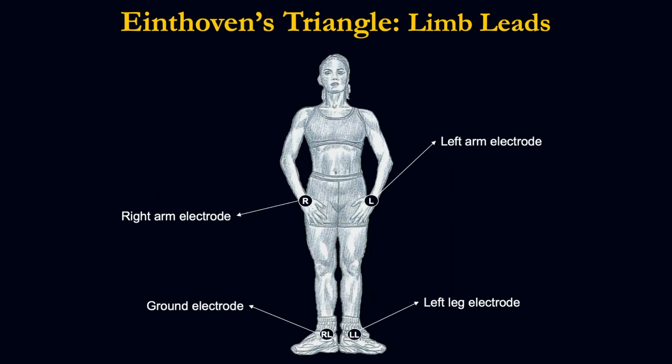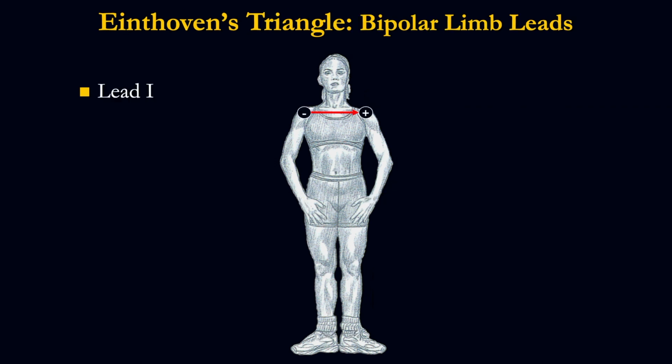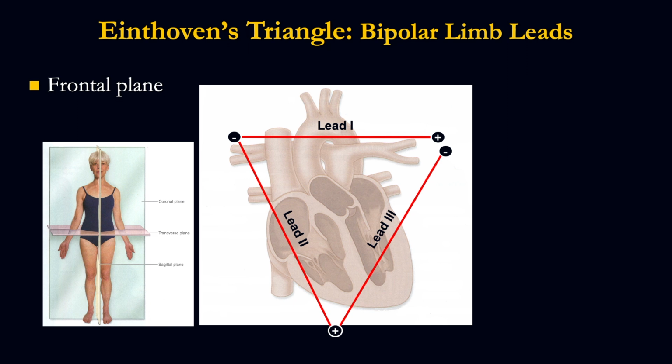Let's look at electrode placement. We have a right arm electrode abbreviated as RA, a left arm electrode abbreviated as LA. We have the ground electrode represented as RL, and for the most part, you're going to ignore that in the following slides. We have the left leg electrode, or LL. In lead 1, the right arm electrode is negative and the left arm electrode is positive. In lead 2, the right arm is negative and the left leg is positive. In lead 3, we make the left arm negative and the left leg positive. When we put these together, this is what we call Einthoven's triangle.